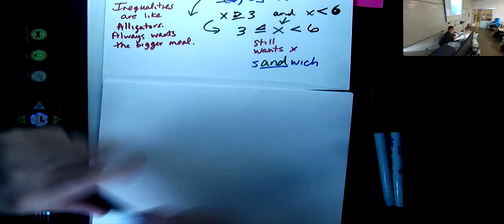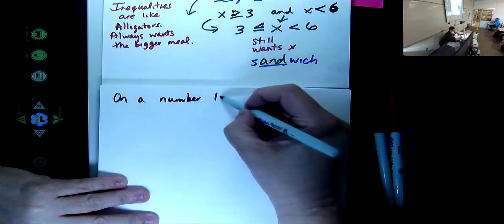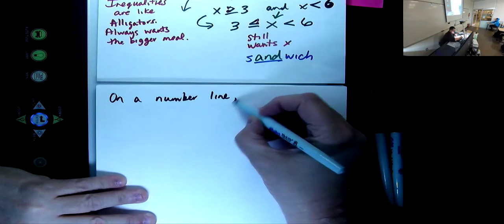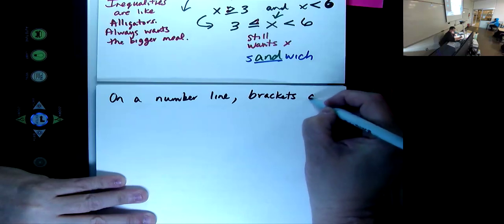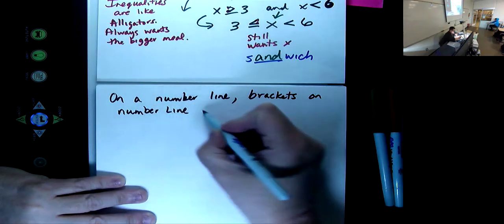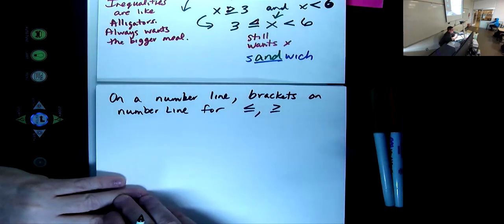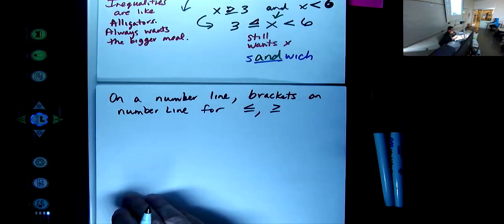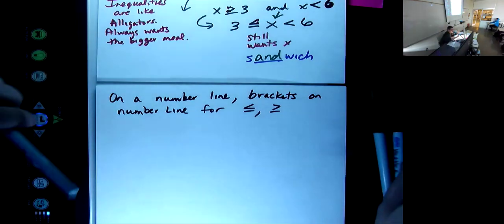Speaking of brackets on a number line. Brackets turn into brackets there. Brackets on the number line are for less than or equal to, greater than or equal to, like we had parentheses for just the less than or greater than. There's another way of doing these.